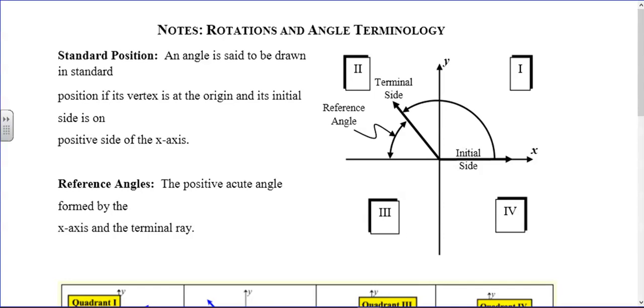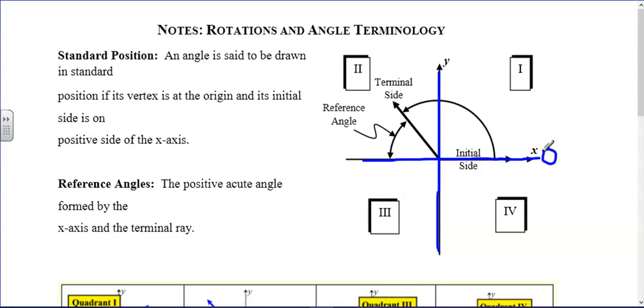Hi students, this video is starting out with rotations and angle terminology. If you take a look at our picture here of our x and y axis, it has all the quadrants, 1, 2, 3, 4 named. The initial side is always going to be on the x-axis, and this is 0 degrees. As we go to the left, that is our angle in standard position.